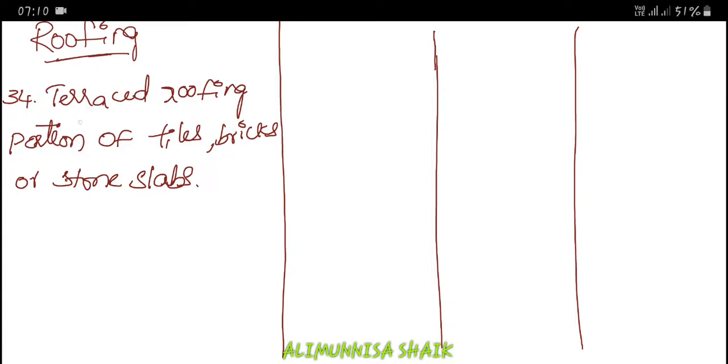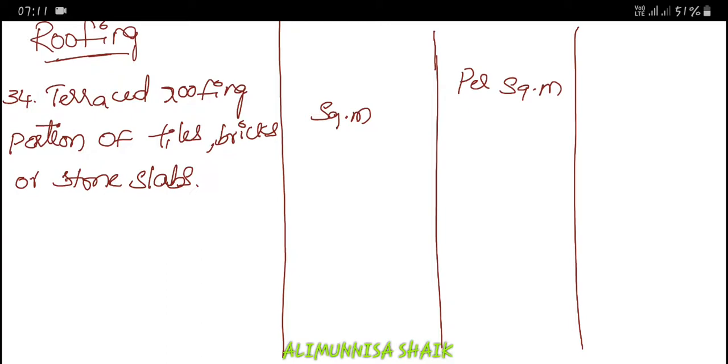In this roofing, terraced roofing portion of tiles, bricks or stone slabs, with these three materials we will generally be doing the roofing, and this will be calculated in square meters. Unit of measurement will be in square meters. When it comes to your unit rate, as we are having square meters over here, your unit rate will also be as per square meter.